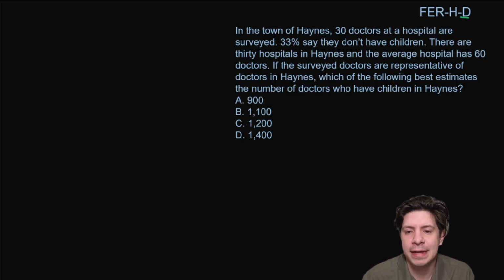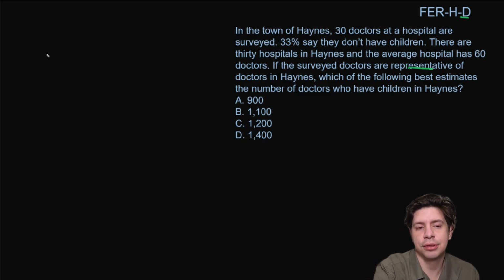In the town of Haines, 30 doctors at a hospital are surveyed. 33% say they don't have children. There are 30 hospitals in Haines, and the average hospital has 60 doctors. If the surveyed doctors are representative of doctors in Haines, which of the following best estimates the number of doctors who have children in Haines?